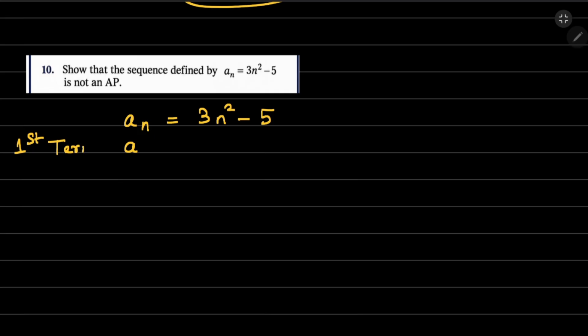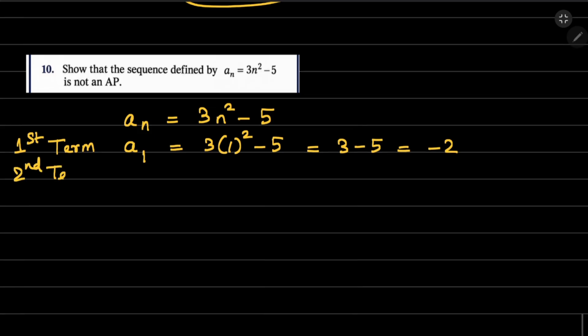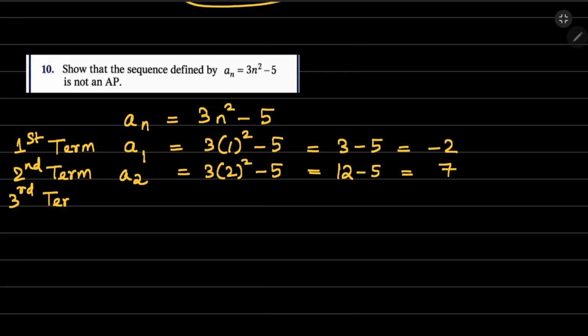Let's find out the first term. The first term, A1, is equal to, just substitute n equal to 1. So you have 3 into 1 square is 3, minus 5, which is minus 2. This is the first term. Let's find out the second term. A2 will be equal to 3 into 2 square minus 5. So 3 into 4, 12 minus 5, which is equal to 7. Let's find out the third term. A3 will be equal to 3 into 3 square minus 5. So 3 square is 9, 9 3s are 27, minus 5, which is equal to 22.